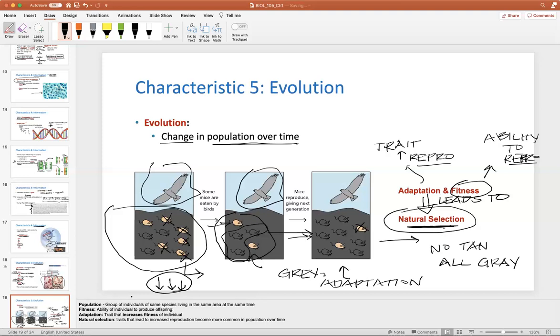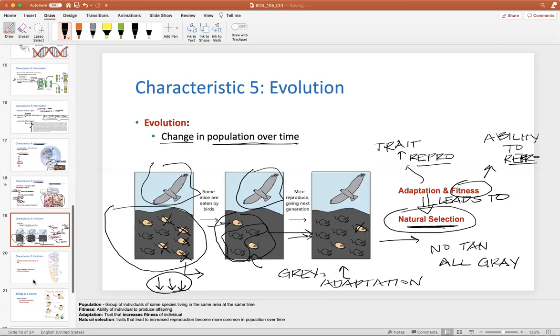All right, so at this point, we've covered all 5 characteristics of life. Number 1, all organisms are made of cells. Number 2, all organisms need to be able to reproduce. Number 3, all organisms require energy. 4, they must be able to store and transmit information. And 5, they must be able to evolve over time. And you need to know some of the details that we talked about associated with each of those traits.